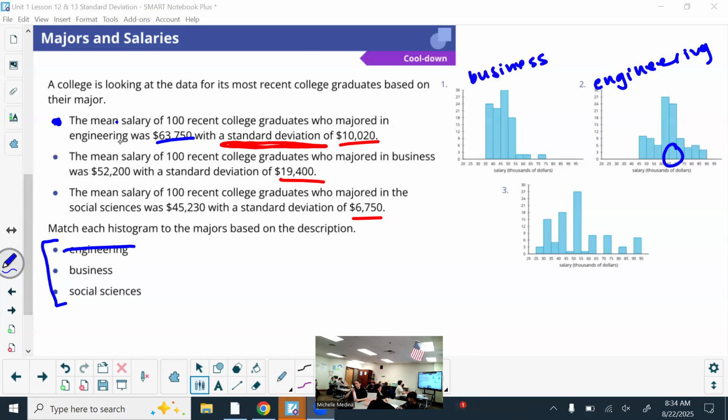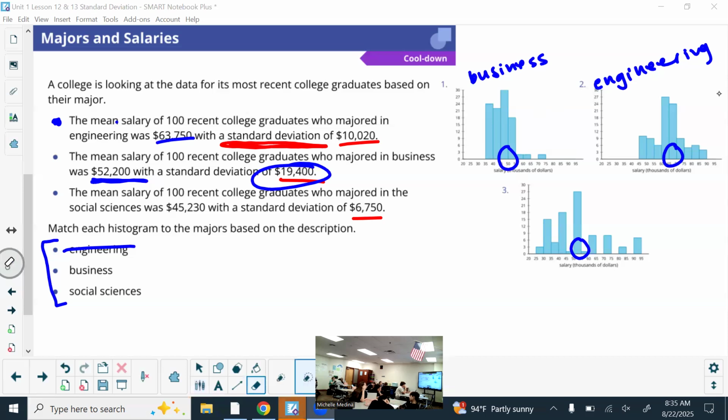So the business majors, they are this bullet point. So they're the ones with the 52,000 mean salary. Do you guys think that this one's centered around 52? Do you think this other one is centered around 52? Yeah. Okay, so let's keep comparing. The business majors had the highest standard deviation. So what does that mean? Should it be the most spread out or least spread out? Most spread out. Do you think graph 1 is the most spread out?